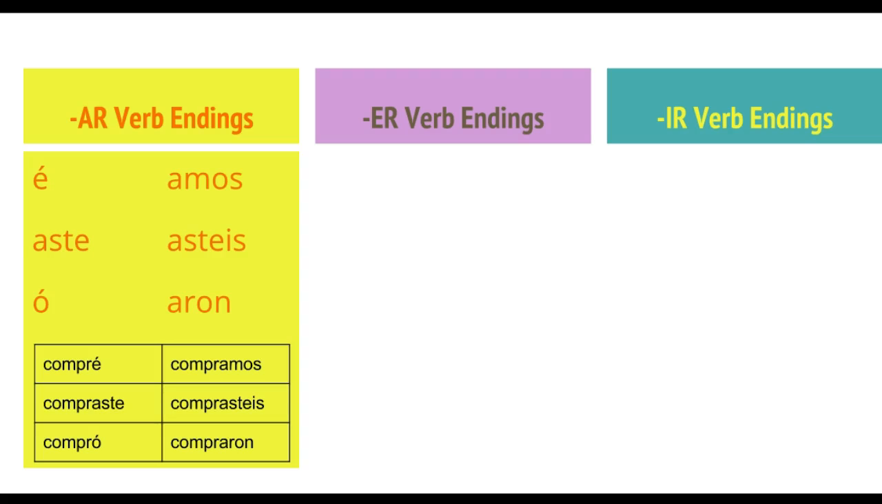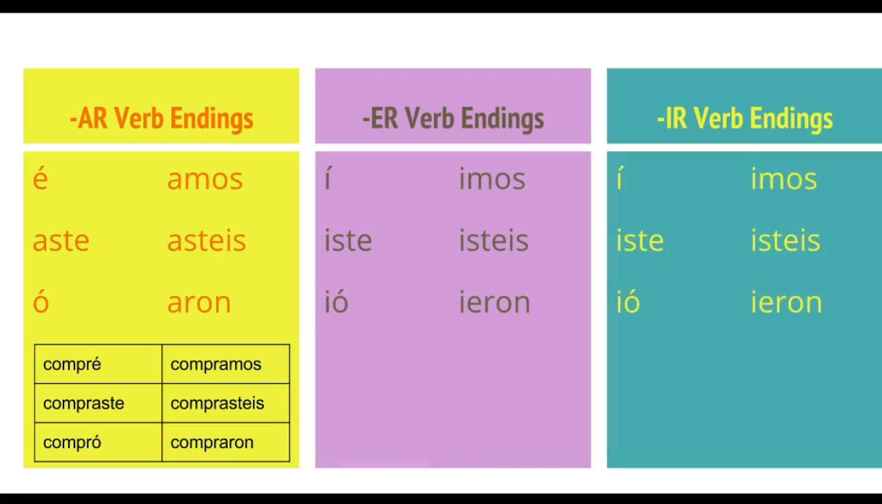The ER and IR verbs are going to have the same endings. So you'll notice for the yo form, we use í with an accent. For the tú form, we use iste. For the él, ella, usted form, we use i and then ó with an accent. The nosotros form is imos. The vosotros form is going to end with isteis. And the ellos, ellas, ustedes ending is ieron.